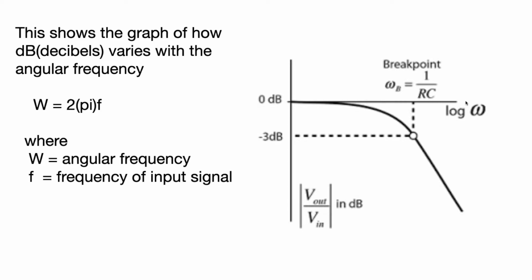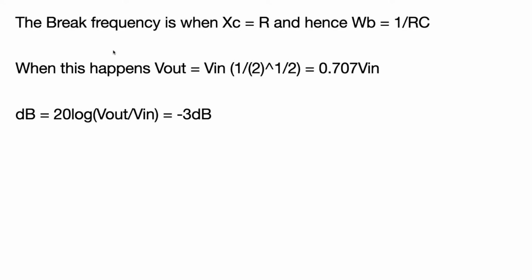We can also see in the graph that omega b, the breakpoint angular frequency, equals 1 by RC. When this occurs, Vout by Vin becomes minus 3 decibels. The break frequency is when Xc equals R and hence Wb equals 1 by RC. When this happens, Vout equals Vin by root 2, which is 0.707 Vin. And when we use the decibel formula, 20 times log 0.707 becomes nearly minus 3 decibels.